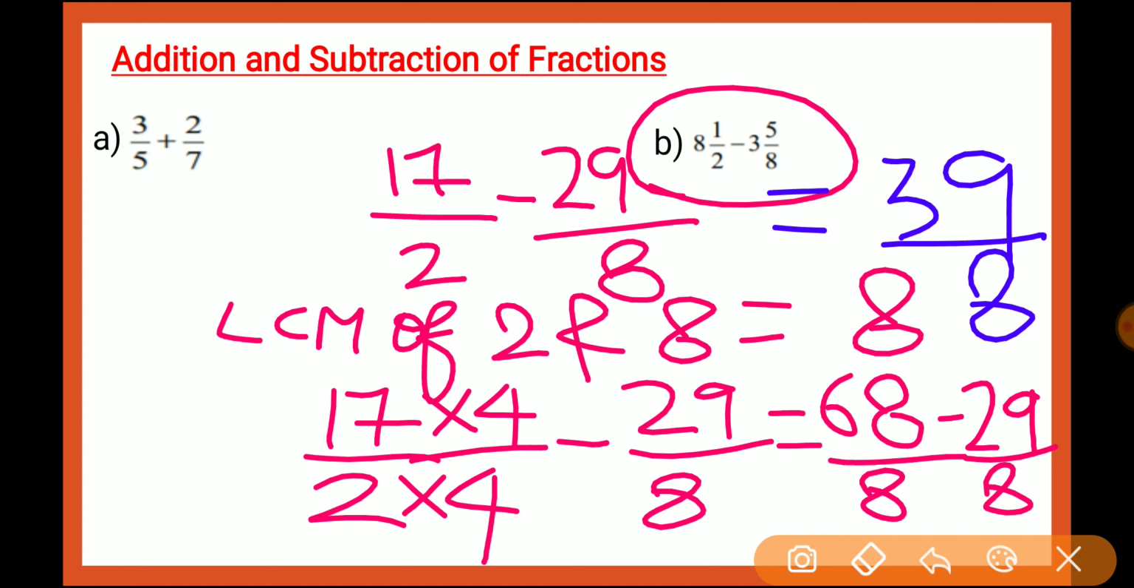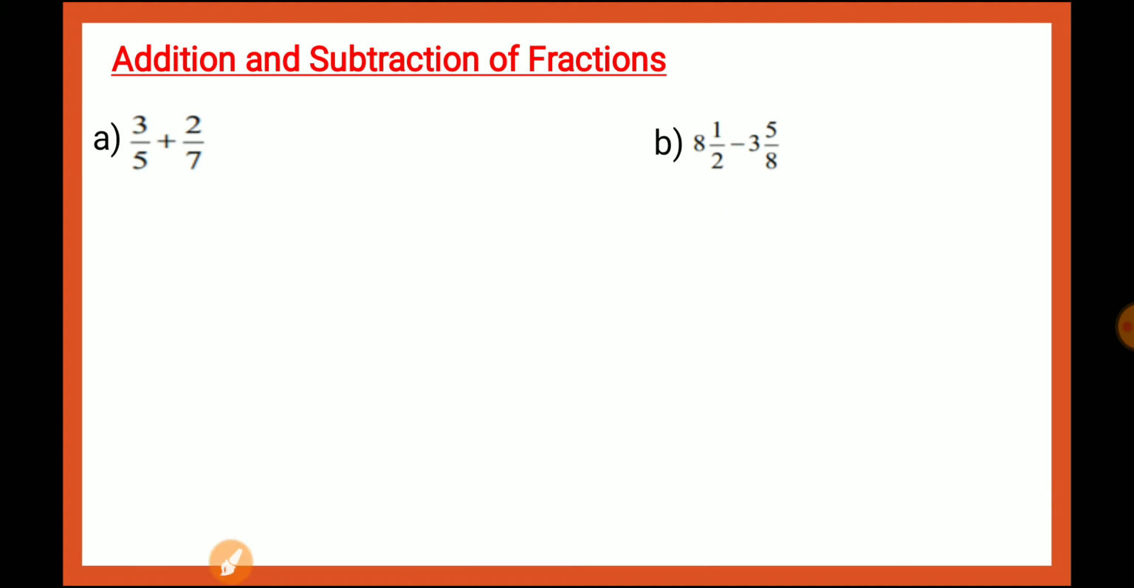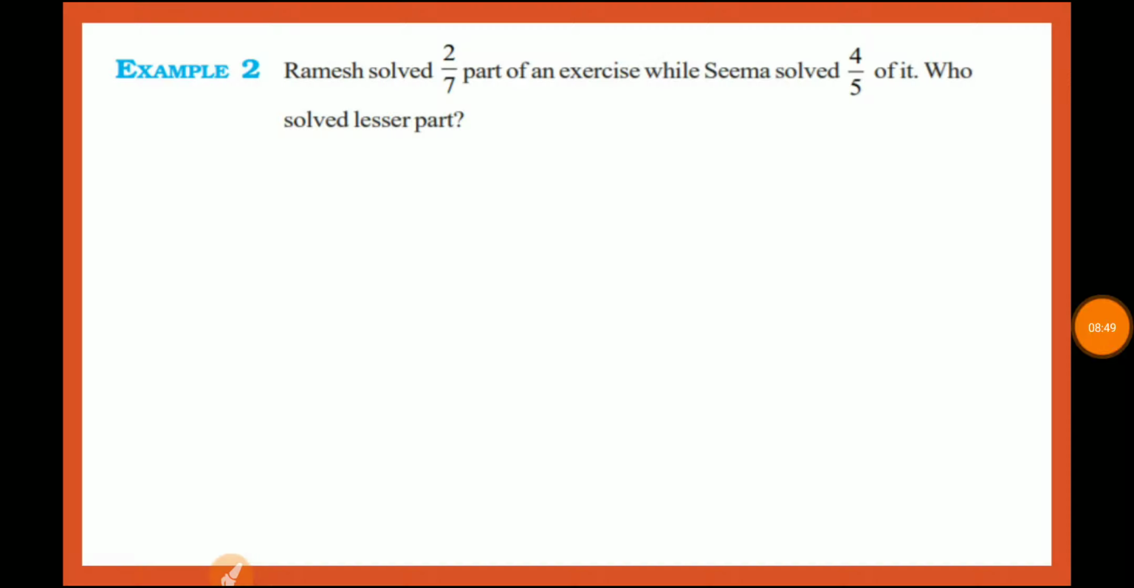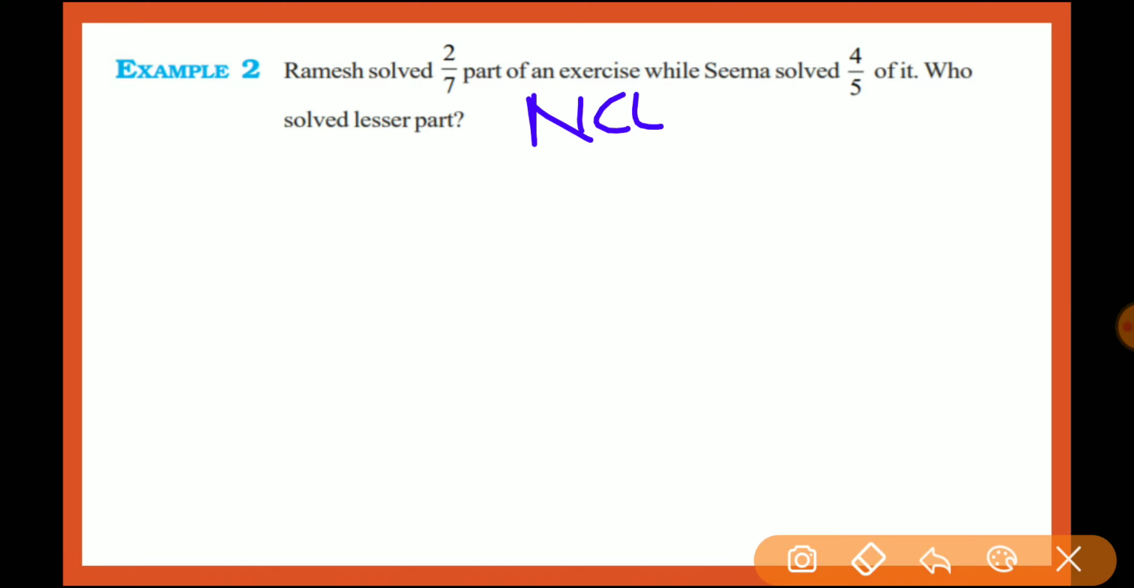If there is any common factor between these two numbers, then first you will make it into simpler form. Okay, so this is your answer. Now it is clear how to add and subtract fractions. Now this is example 2 of our NCERT book. Okay, this is from the NCERT book. I will send the NCERT book also in PDF form. You can download it.